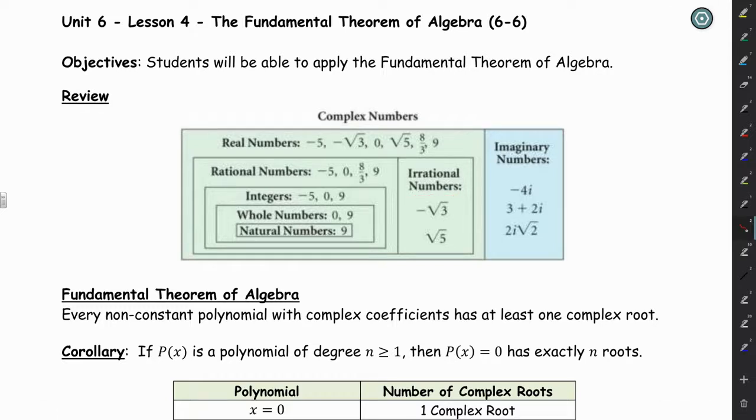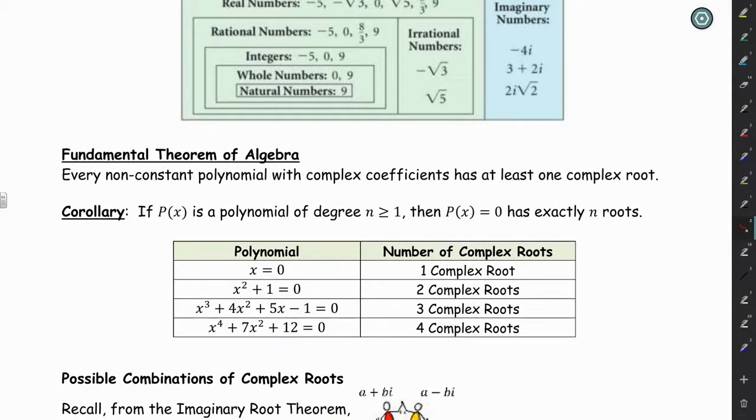So sometimes I think it's helpful to just go back and remember that when we talk about a complex number, we're referring to all numbers, both real and imaginary. Now, the fundamental theorem of algebra says that every non-constant polynomial with complex coefficients has at least one complex root. And the corollary to that says that if p of x is a polynomial of degree n greater than or equal to 1, then p of x equal to 0 has exactly n roots.